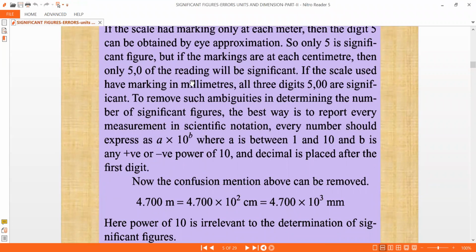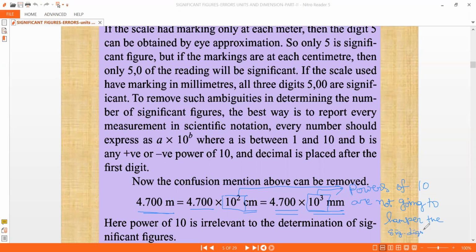So let us say this is 4.7 meters, so 4.700 meters. Like this is given, 4.700 into 10 square centimeter. You can write like this, 4.700 into 10 cube mm. These powers of 10 are not going to add up in the significant figures. Powers of 10 are not going to hamper the significant digits. Okay.